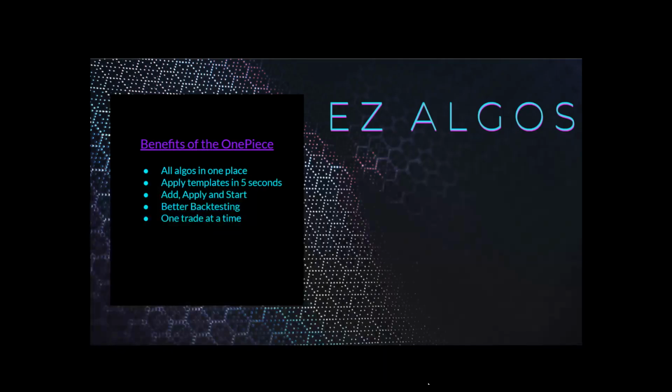So just to wrap that up, all algos in one place, apply templates in 5 seconds. You can just add, apply the template and start, more accurate backtesting, and then one trade at one time, which is especially important if you're using prop accounts like Top Step, which limit your max positions to say 3, 5, 10, or 15 contracts. When you're running multiple algorithms, especially if you're doing micros and things like that, it's possible you can be in 15, 20, 30 contracts if you're running micros. With Top Step, you can run this on a micro account with 2, 3 contracts and you never go over that limit and you never have complications with your trades.